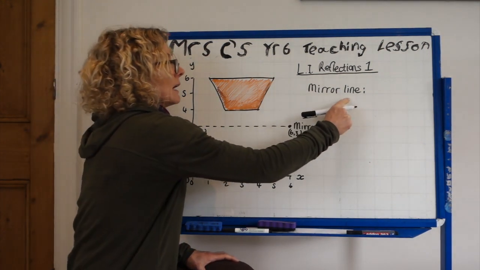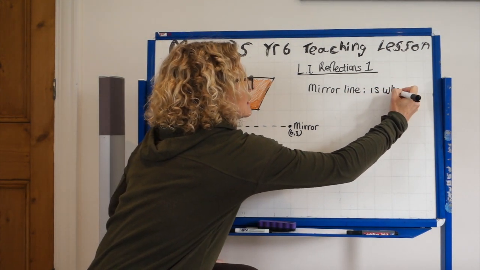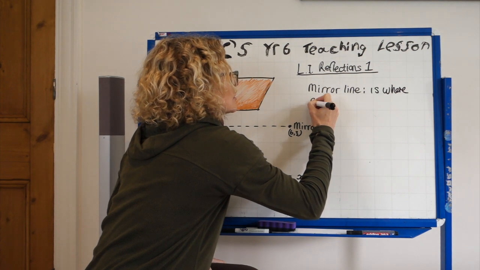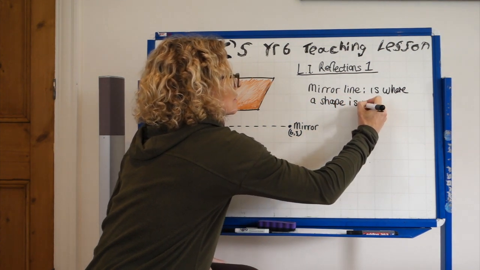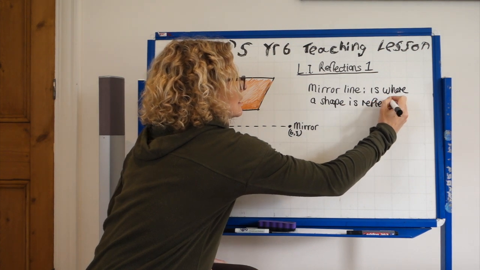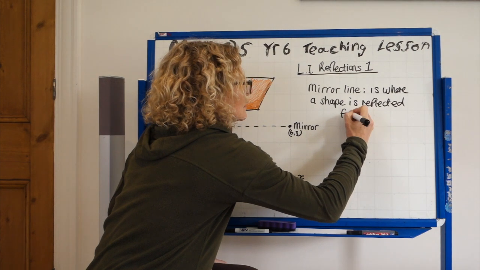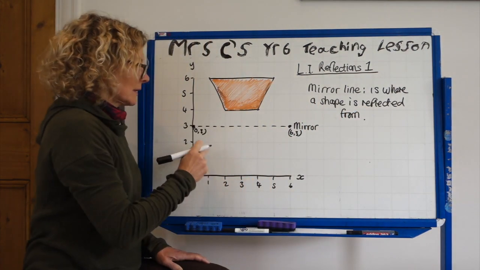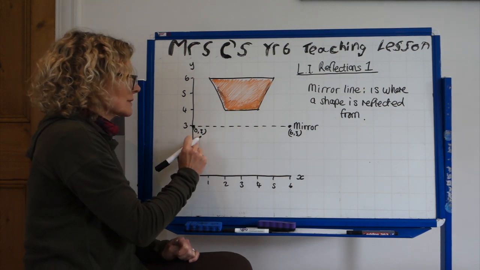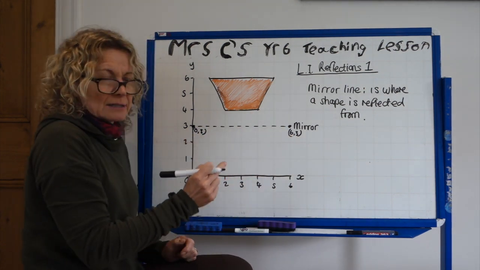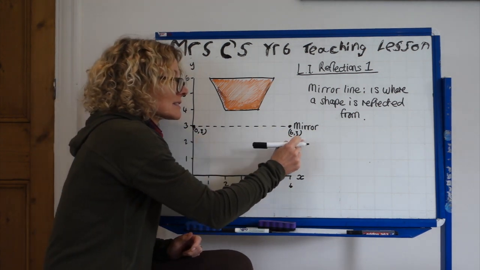So the mirror line is where a shape is reflected from. And that is how it is written. So that mirror line runs from 0, 3 to 6, 3.